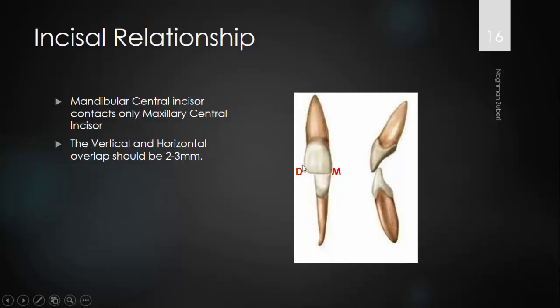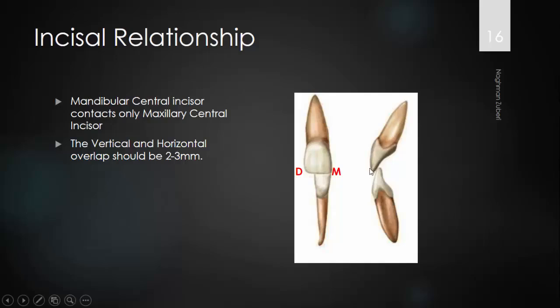If we see the upper incisors in horizontal and vertical relationship, there should be 2 to 3 millimeter of overlap. There should be just 2 to 3 millimeter of overjet and 2 to 3 millimeter of overbite. That is the ideal relationship, and we know that upper incisors are slightly in positive inclination labiolingually.